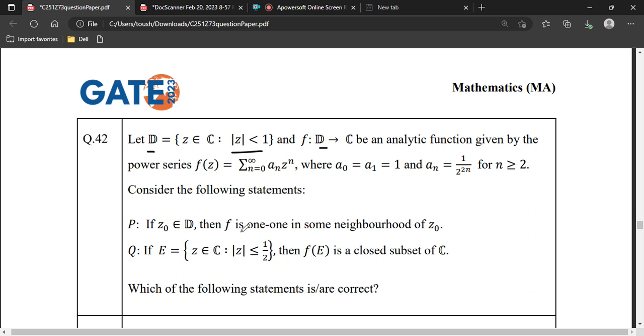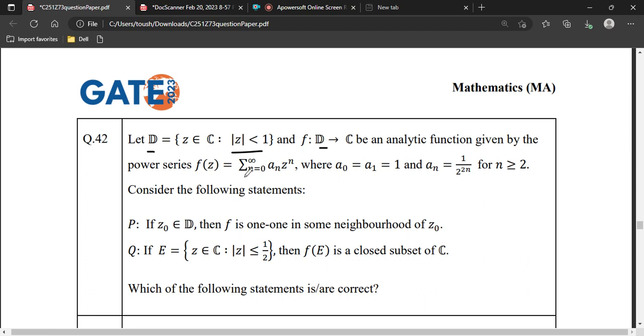We have to verify these two statements. Statement p says that f is 1-1, and statement q says that if E is this, then the image of f, will it be closed or not. Okay, so let's see quickly how we can do statement p. To verify statement p, we have to verify f is 1-1 or not, right?